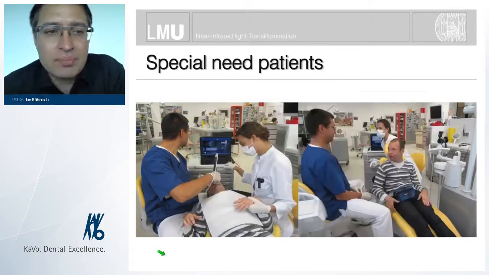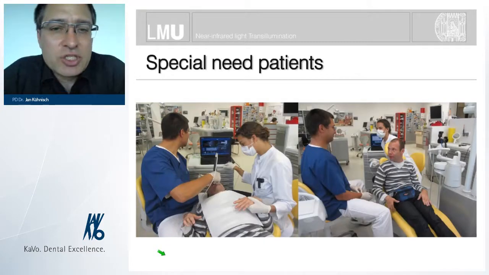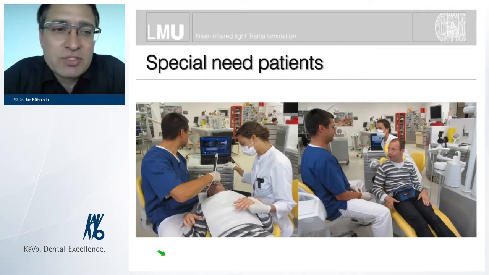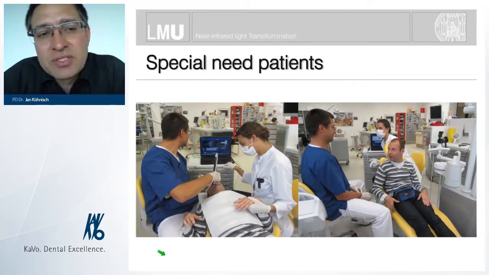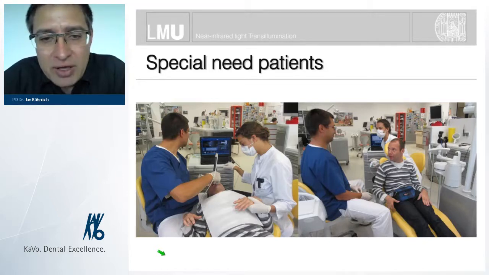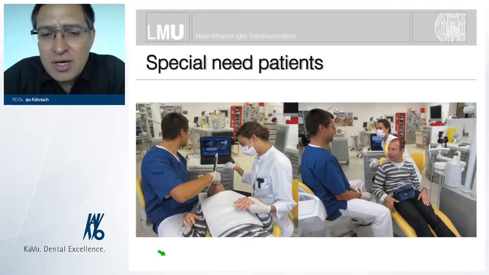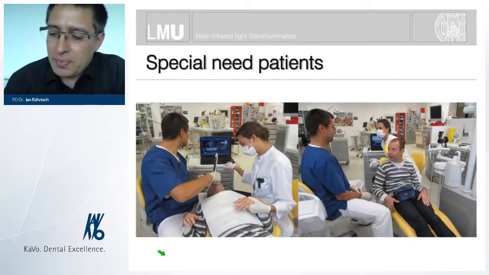Okay. As I mentioned just before, we have in our clinical department a lot of special need patients, and in a lot of them it was impossible so far to perform any types of radiographs. And as we got the DiagnoCam system some years ago, we are able to diagnose, especially in severely affected patients.